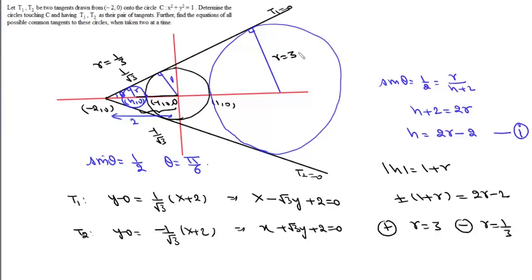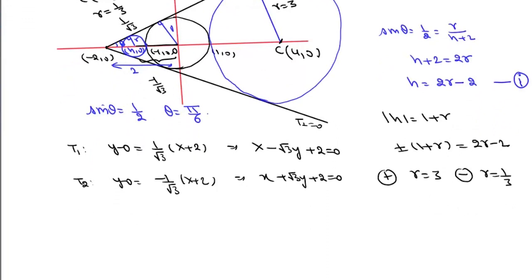And once we have radius, we can write their centers also. Now in this case, when r is 1 by 3, this is 2 by 3 minus 2. So there will be minus 4 by 3. So center of this circle will be at (-4/3, 0). And for this circle, center will be at, now this is 6 minus 2, 4, (4, 0). Once you have center and radius, we can write equation of both the circles.